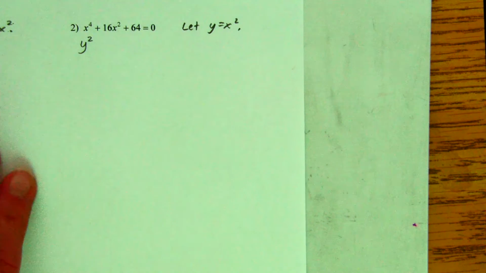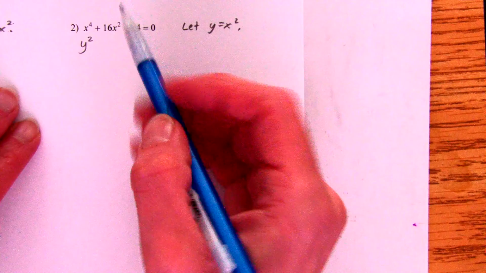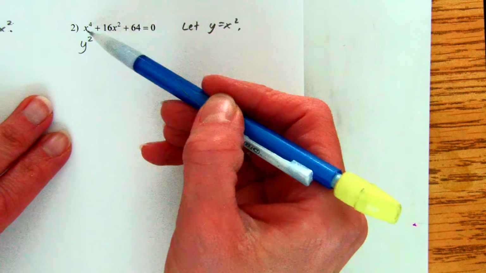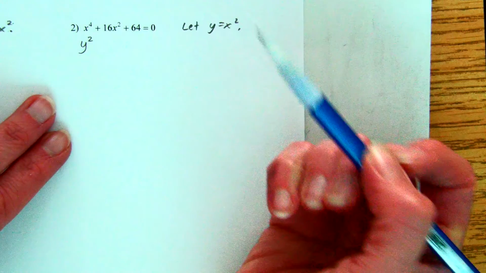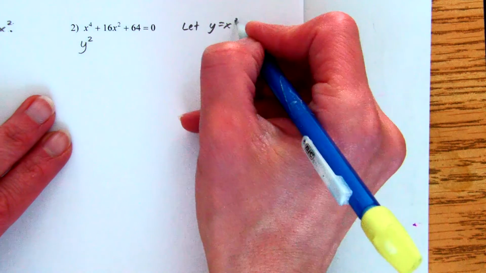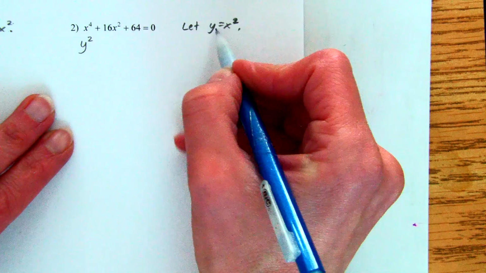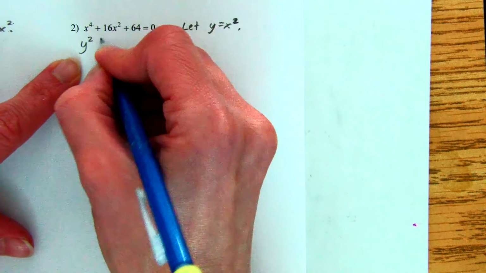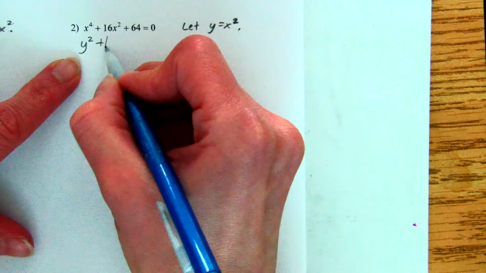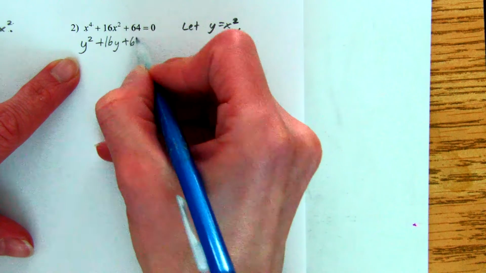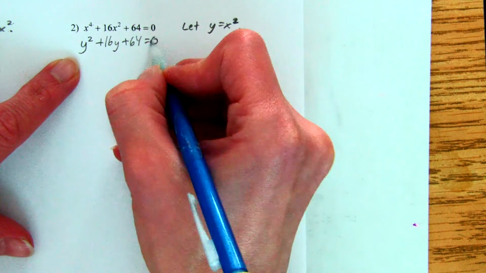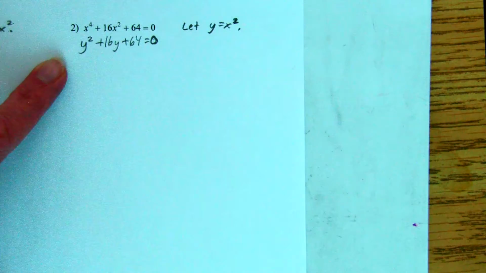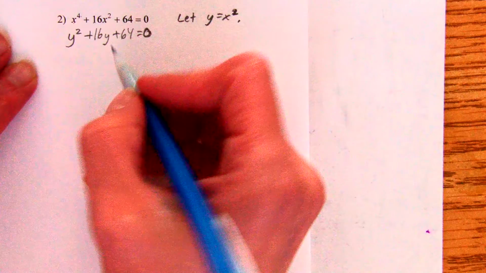Okay, so we are looking at quartic equations, which have the highest power of 4. And what we are doing to solve them is substituting y for x squared. So instead of x to the 4th, we'd have y squared. Instead of 16x squared, we'll have 16y plus 64 equals 0. So we make the substitution that allows us to put it into the quadratic formula.